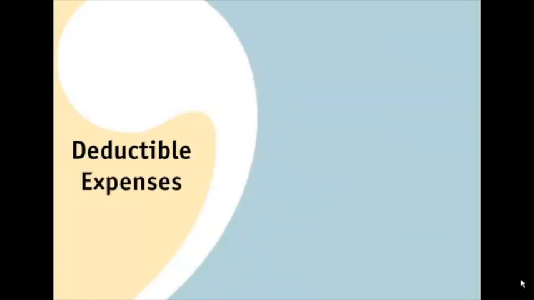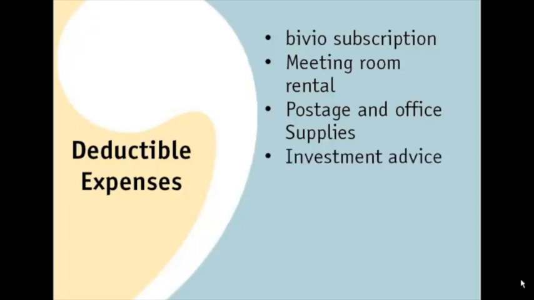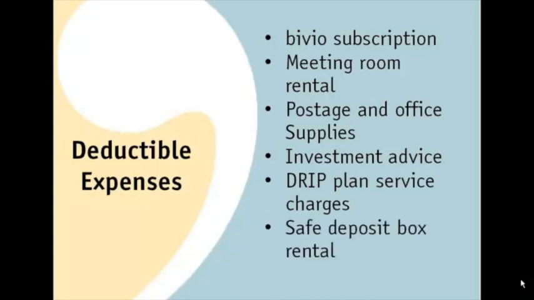Deductible expenses include things like your bivio subscription, meeting room rental for your club meetings, postage and office supplies, fees you pay for counsel and advice about investing, which could include a club subscription to Manifest Investing or Value Line, DRIP plan service charges. These are charges that are subtracted before the funds are used to purchase stock. If you rent a safe deposit box, you're allowed to deduct the percentage used for investment-related activities. If you have any question about whether something is a deductible expense, refer to Publication 550.